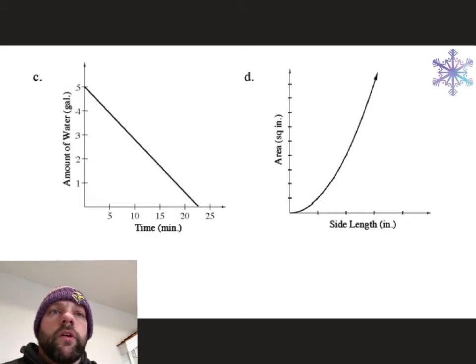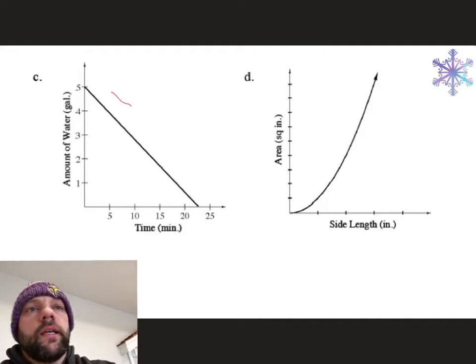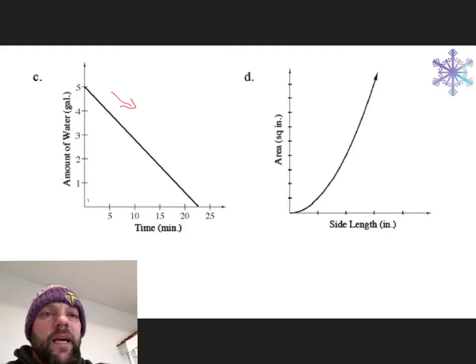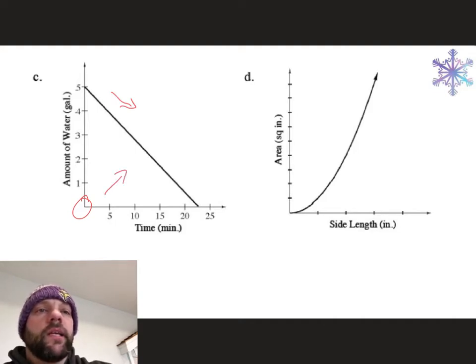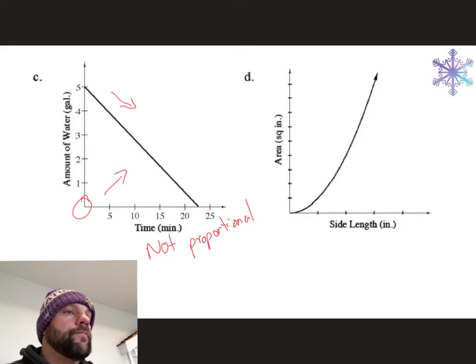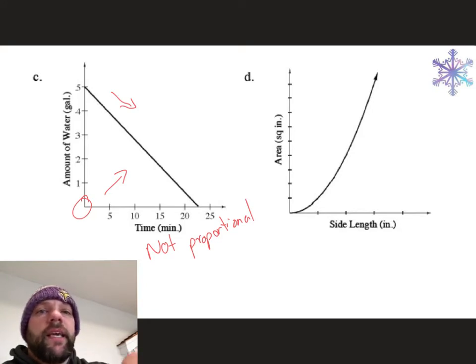All right, let's look at some more examples. We have some more graphs, and if you look at this line is decreasing. Again, it does not pass through 0, 0, so in order for it to be a proportional relationship, it has to increase and pass through 0, 0, so therefore it is not proportional. Okay?